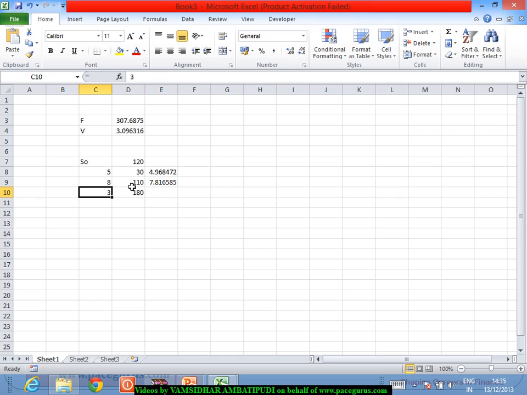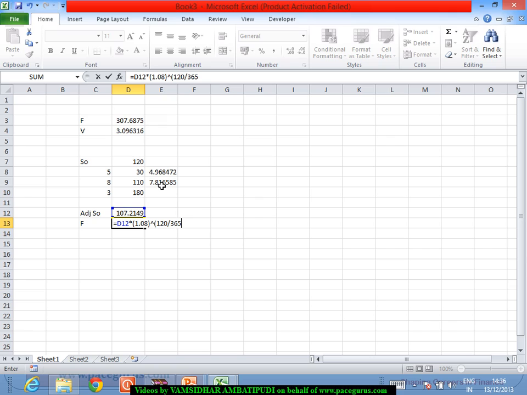Because this is going into the expiry period, I am not bothered about finding the present value of this. So I am adjusting. The adjusted spot price for me is nothing but the current spot price minus this. So this is my adjusted spot price. The forward price will come out as adjusted spot price into (1 + R), 1.08 to the power 120 by 365, because the forward contract is for a period of 120 days.